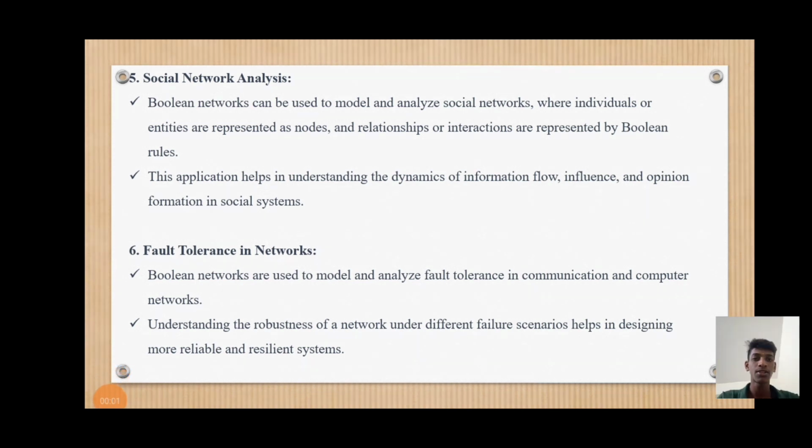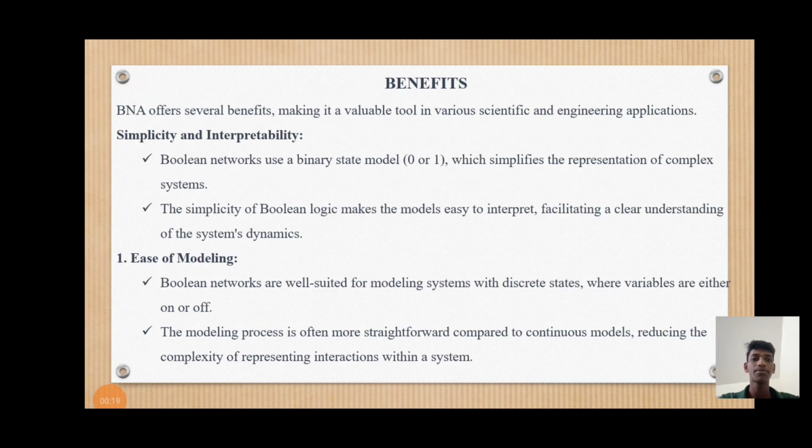Fault tolerance in networks. Boolean networks are used to model and analyze fault tolerance in communication and computer networks. Understanding the robustness of a network under different failure scenarios helps in designing more reliable and resilient systems.